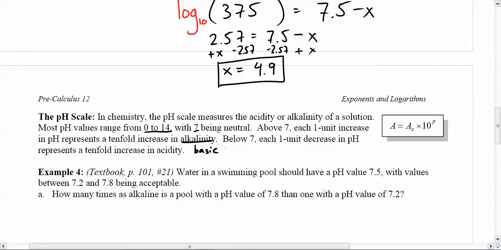So essentially, pH also works on a power of 10 scale. So every time that you go up 1 unit on the pH scale, you're getting 10 times more basic. As you go down 1, you're getting 10 times more acidic. So just like we had with the earthquake problems, if you want to know how many times as acidic or basic a solution is, then you just have to take 10 to the power of the big pH minus the smaller pH.